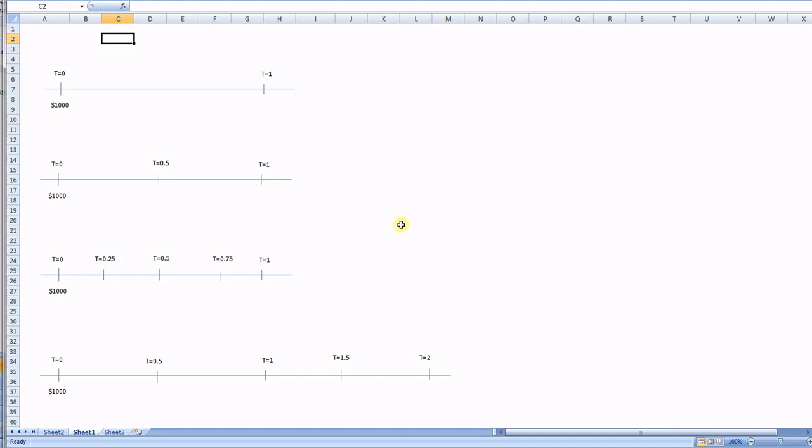I'll try to illustrate the concept of compounding using some examples in Excel, and try to relate the present value and future value and all the interest rates together in a formula. So it's easy to remember, and in fact there's no need to memorize. Okay, so let's look at a very simple example.